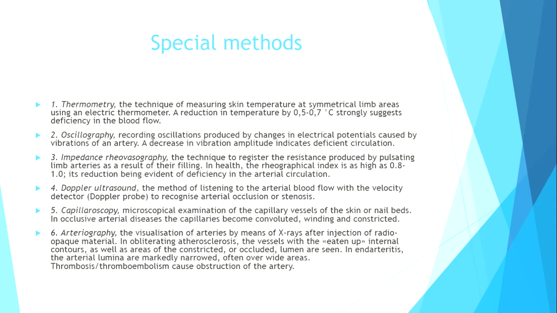In occlusive arterial diseases, the capillaries become convoluted, winding and constricted. 6. Arteriography, the visualization of arteries by means of X-rays after injection of radiopaque material. In obliterating atherosclerosis, the vessels with eaten-up internal contours as well as the areas of the constricted or occluded lumen are seen. In the arteries, the arterial lumina are markedly narrowed, often over wide areas. Thrombosis or thromboembolism cause obstruction of the artery.